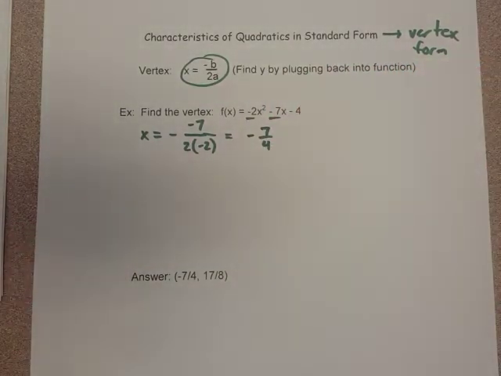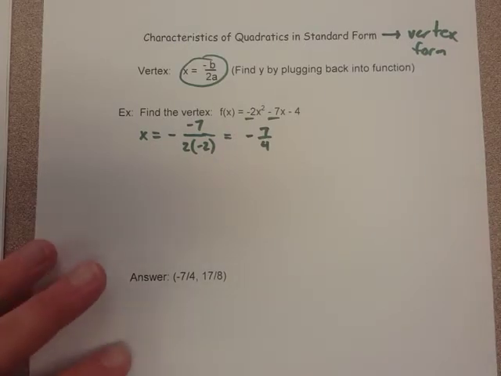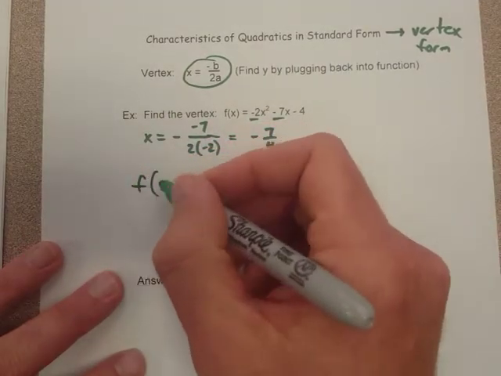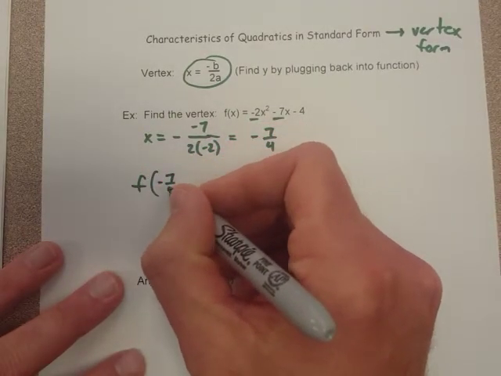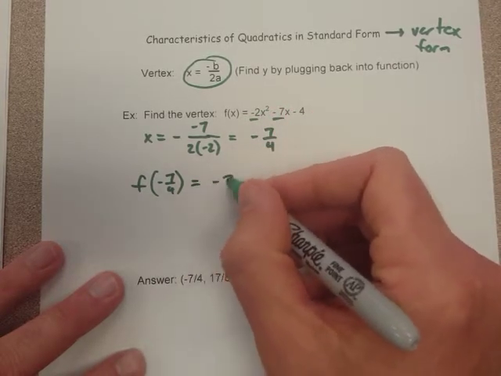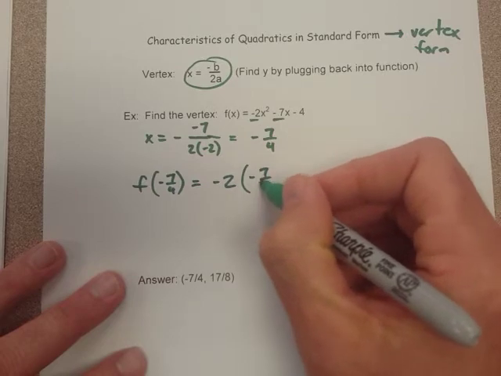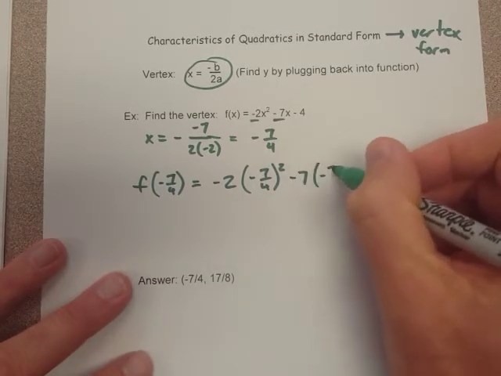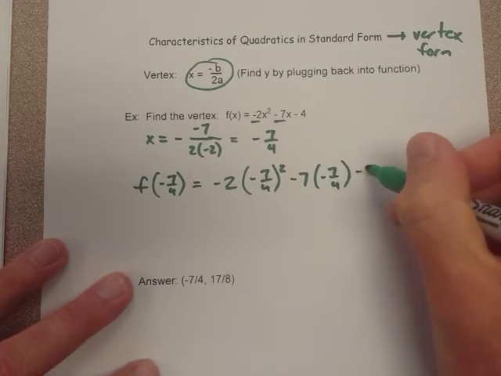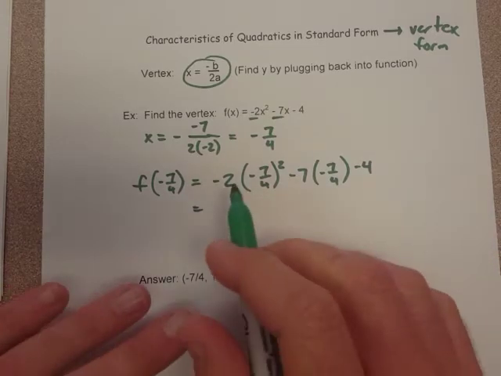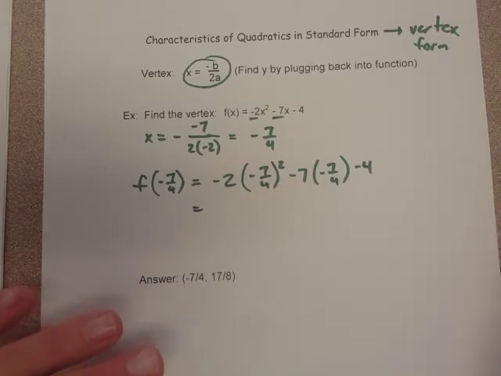Now it's a little bit nasty working with fractions, but we'll see what we can do. Next up is plug this back into the formula. So f of negative 7/4, we're going to plug that into our standard form, and so we've got negative 2 times negative 7/4 squared minus 7 times negative 7/4 minus 4. We're going to simplify this one piece at a time. So just be a little bit careful about how you're working with this.